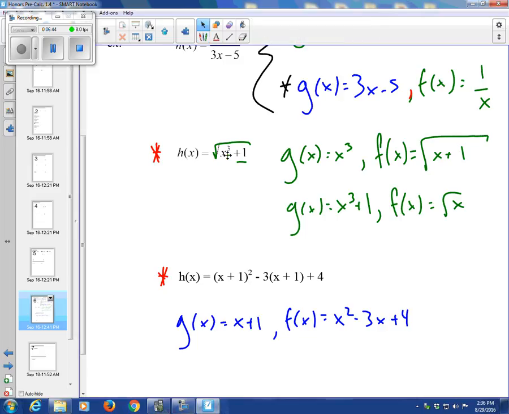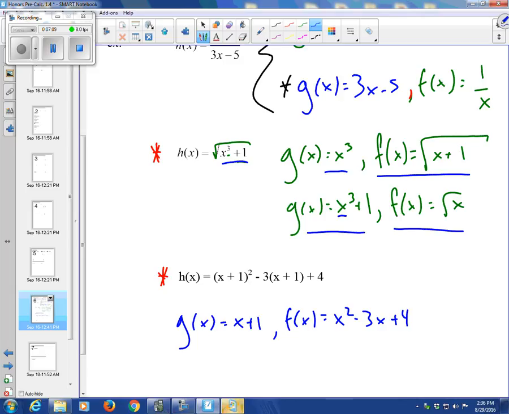So right here, our choices are basically, it could be that just the first thing happening to x is our g of x, and that would mean that the second 2 operations that are being applied to the input would be our f of x. Or it could be that the first 2 things are our g of x. The first 2 operations being applied to x are our g of x. And right here, that would leave f of x as the last operation that's happening to the input, that square root.